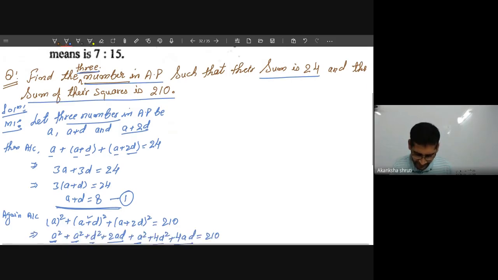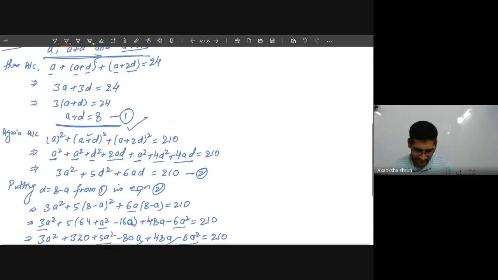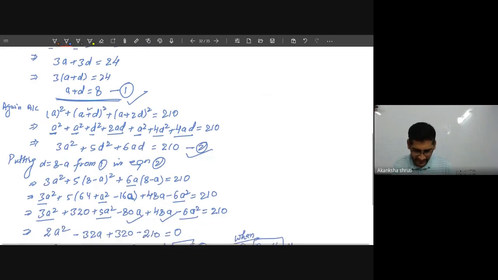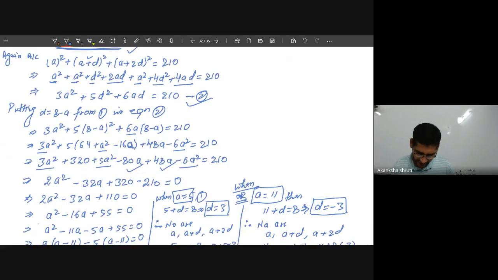Means I have applied the concept, sum of these three numbers in AP. I have chosen the three numbers in AP in this fashion. Then I have got this first equation. Then I have applied this second condition, means sum of their squares I have taken. I am getting the second one. Then I am going for substitution. Substitution we have learned where? In our linear equations, solving the linear equations, that concept. So that substitution we have done. What are we getting? We are getting this quadratic equation.